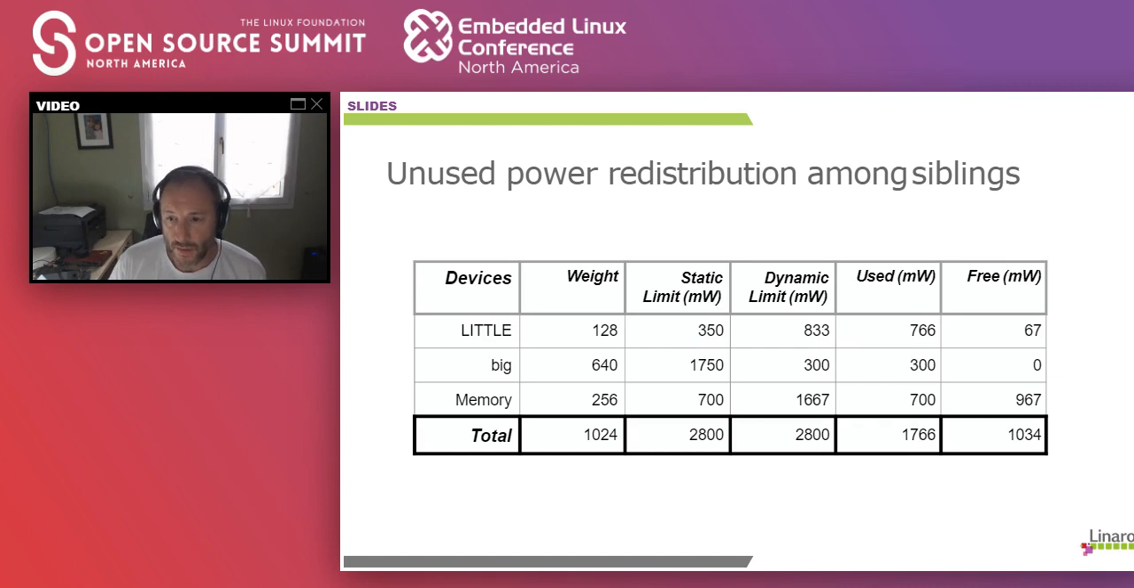And it happens that it reaches the point where it has an OPP of 766 milliwatts. So some power remains unused, but it's okay, it's fine, because we don't need more power. And the used power is under the limit, which is what we want. And the power is equally distributed among the different children. And so that's fine.